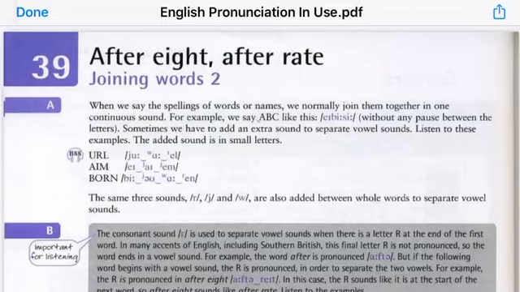Hello again. Today we're going to talk about the second part of joining words. Today we're going to talk about Unit 39 in the Blue textbook.